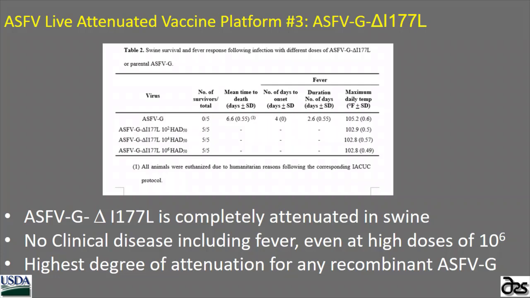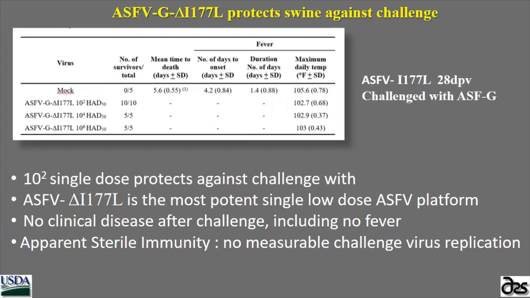When we looked at I177L and we put different doses in, we found that all the way up to 10 to the 6, it was completely attenuated in swine. There was no clinical disease. There was no fever. And the highest degree of attenuation was achieved for any recombinant African swine fever Georgia.